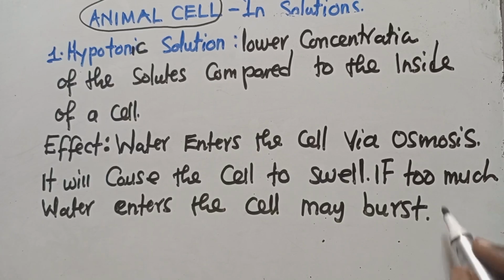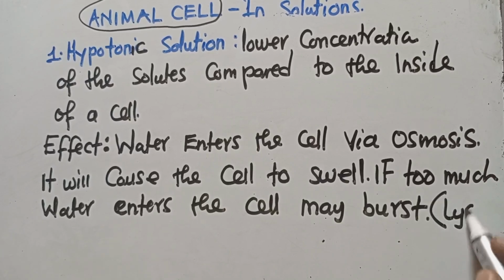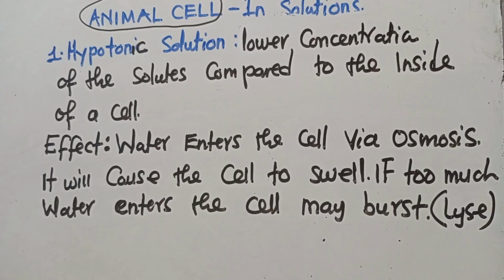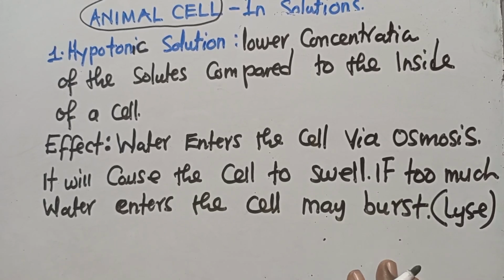This bursting is what we call lysis, from the word lyse. So what happens is lysis. If it was a plant cell, we would have said plasmolysis. So these are certain terms that you are supposed to know and understand. So this is what will happen. I guess we are moving together.